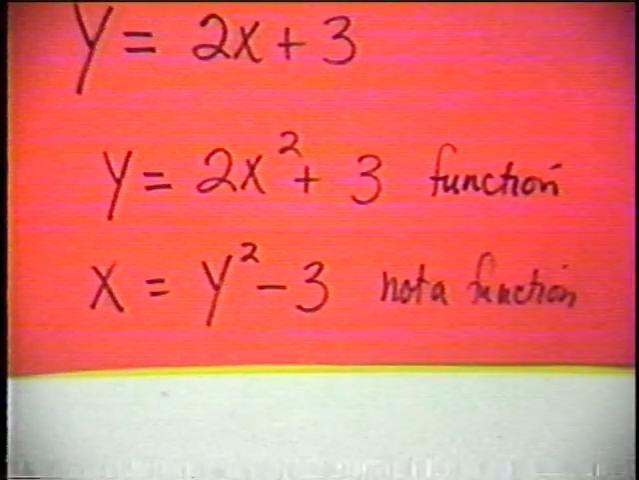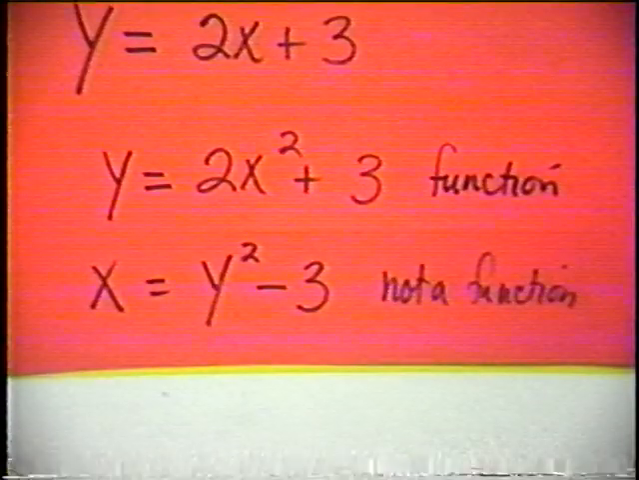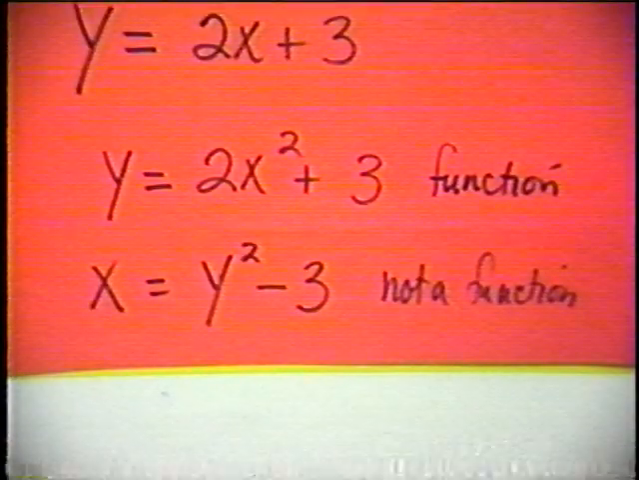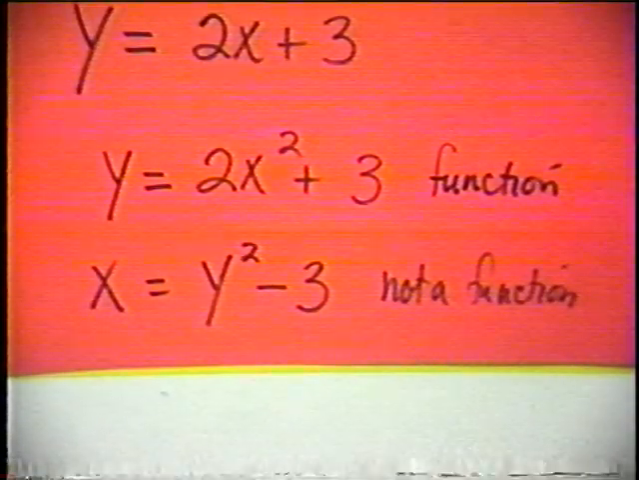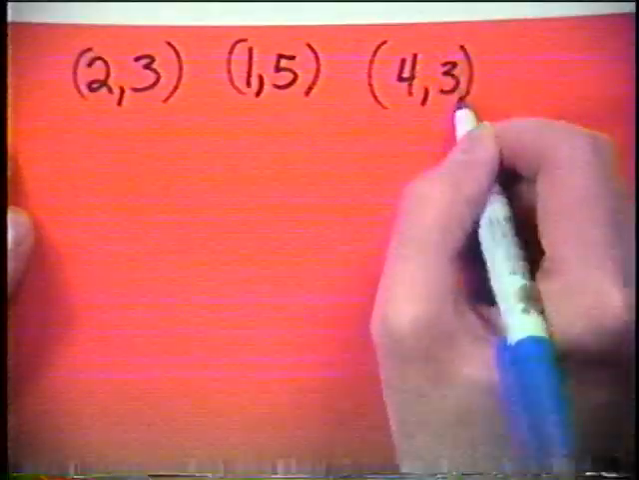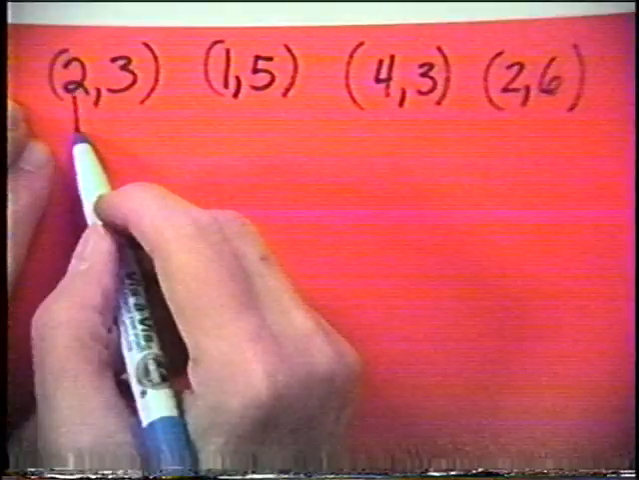Now, if there are two different x values and they have the same y value, that's okay. The x value doesn't have anything to do with the function. So if I listed ordered pairs and said, whoops, I don't want that. Well, now that I've done it, I'll leave it that way. Is that a function? No, because for 2 there are two different y values, so it's not a function.